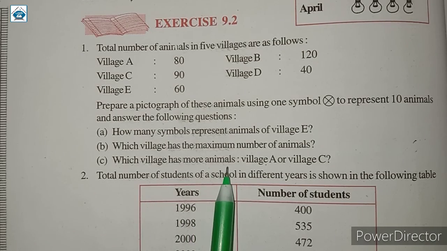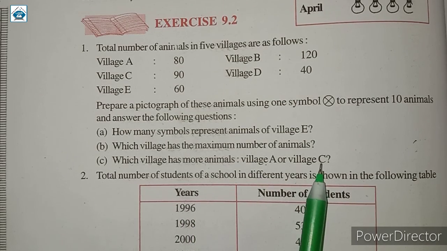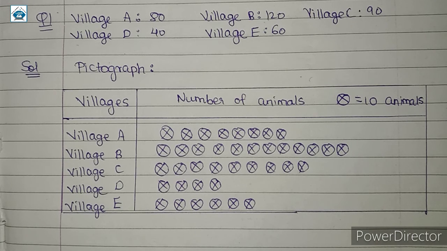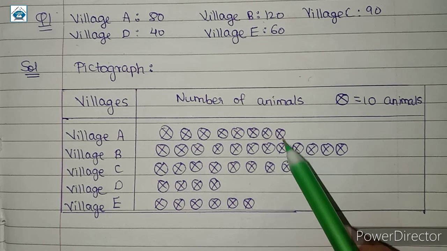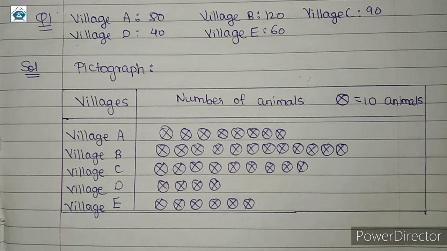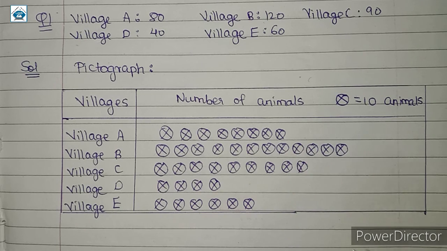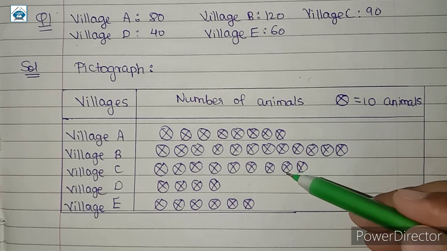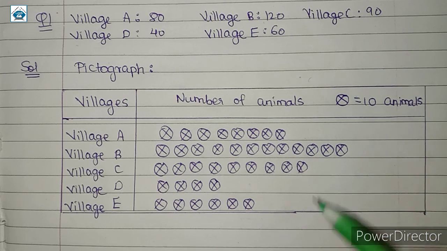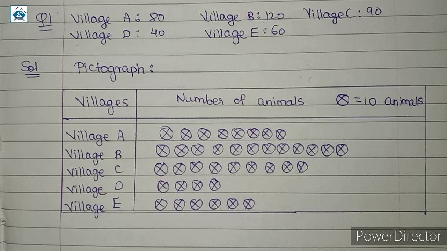Which village has more animals, village A or village C? In this question we are asked which village has more animals. So firstly we need to compare the number of animals in both the villages. Here village A has 80 animals. On the other hand, village C has one more symbol, that is 80 plus 10, 90. So from the pictograph we can see that village C has more animals than village A. Village C has 90 animals while village A has only 80 animals. Therefore village C has more animals than village A.